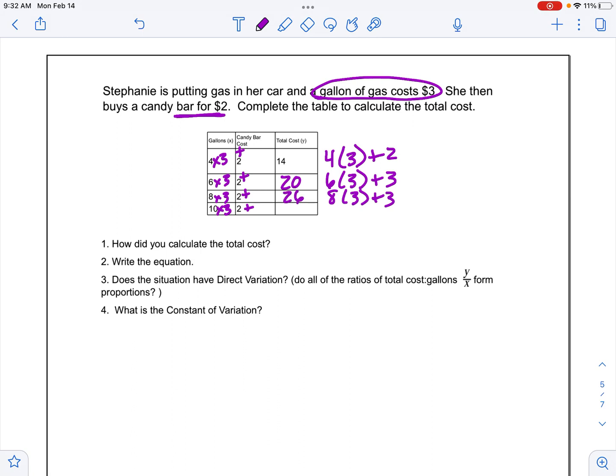This is going to be 26. And then she buys 10 gallons. That's going to be 32. So how did I calculate the cost? I did $3 for each gallon, and then I added $2. And I said plus 3 down here, and that's just not true.